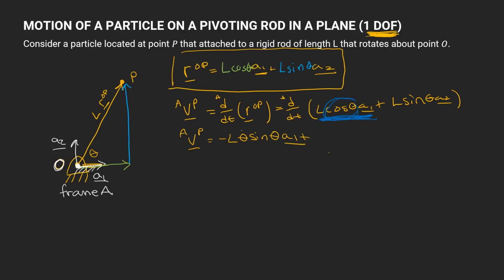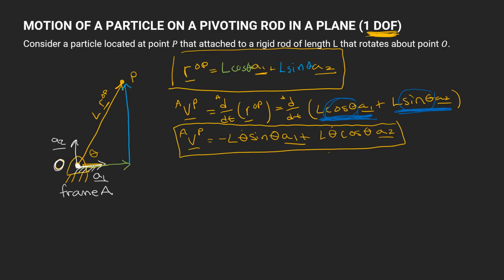And this is also quite similar if you look at the second element here. So again, this sine theta term is the only one that depends on t because theta depends on t. So we only have to write L theta dot cosine of theta A2. And there you have it. And so that is the velocity vector, much simpler than in the last example, and that's because of the constraint that the rod imposes on velocity.